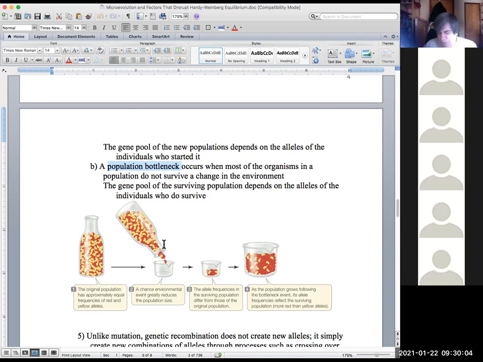And something drastic happens and the size of the population is reduced dramatically. So we go from having a population represented by all these little circles in the bottle to just a few circles over here. Well, it's very similar to the founder effect. So which individuals survived this drastic event? Those individuals that survived this event are the individuals that form the basis for the new population. Why? Because everybody else is wiped out.